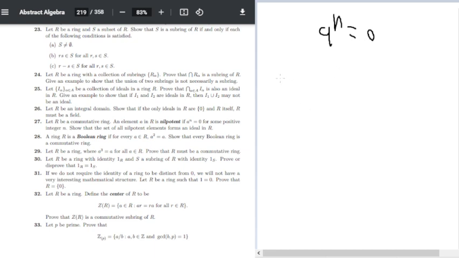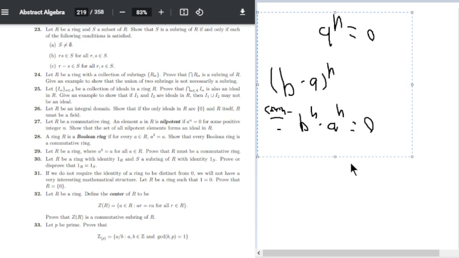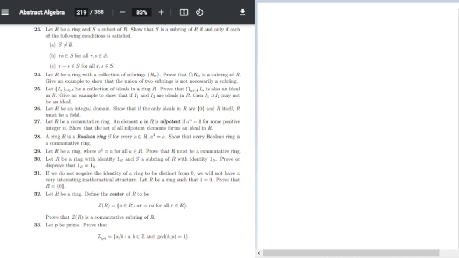And suppose that we multiply b times a. We have b times a to the n equals, because by commutativity, b to the n times a to the n equals 0. So it's nilpotent of n. So nilpotent elements form an ideal.